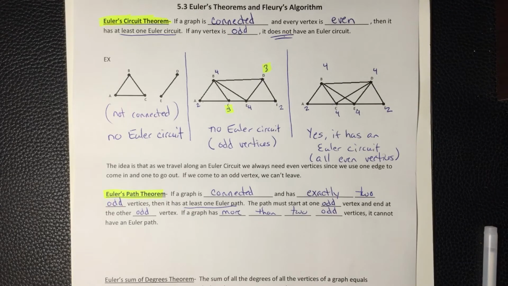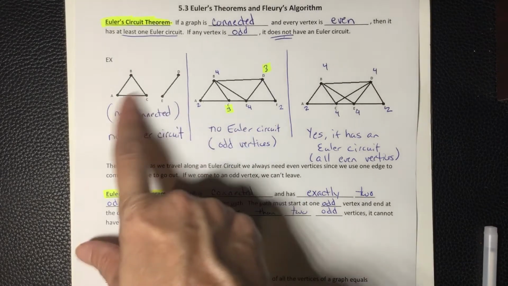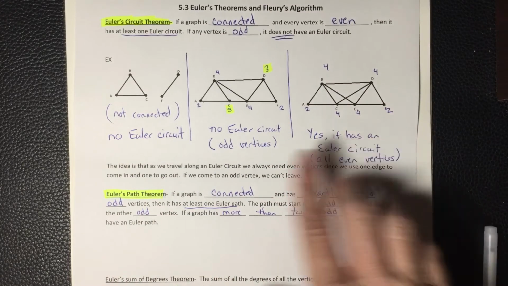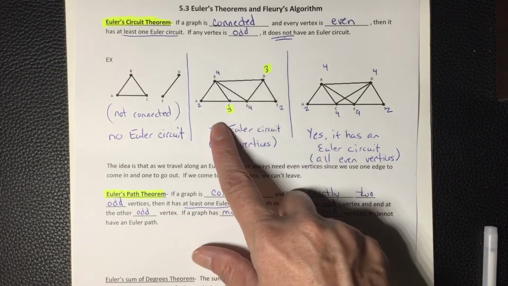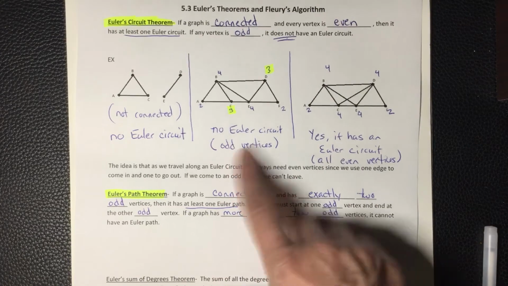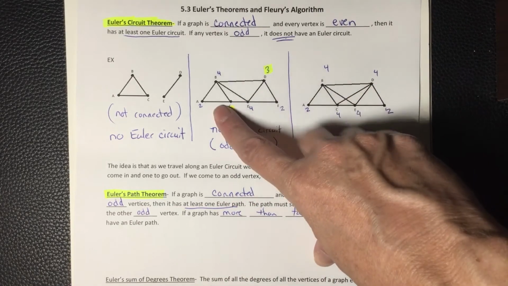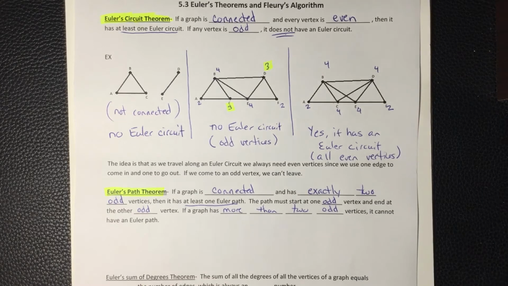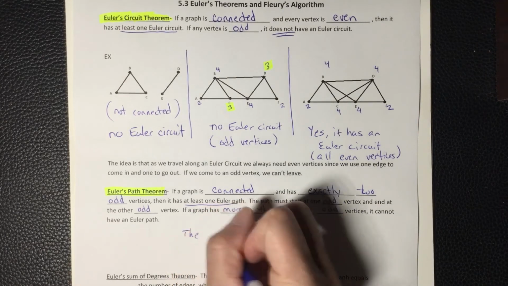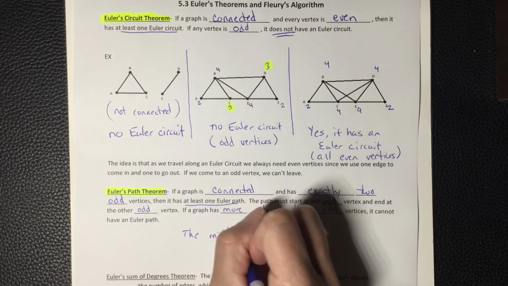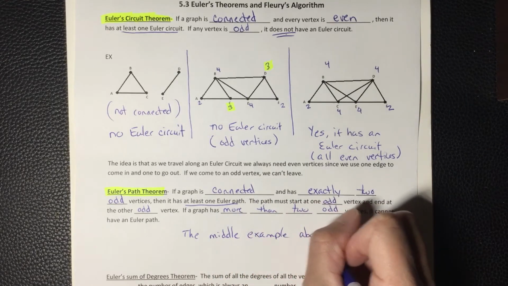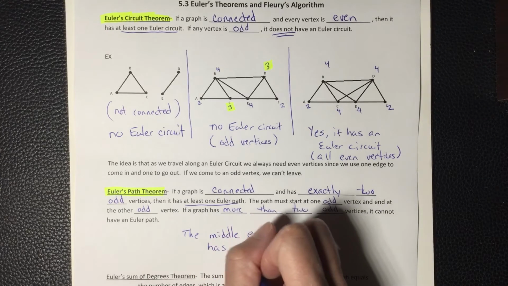Okay, so if we look at the examples above, this one's not connected, so it can't have a path. This one was all even, so it had a circuit. But notice this one, it had two odds. So we should be able to find an Euler path, meaning maybe we start at D and end at C or vice versa. We can find a path where we travel each edge once and only once. So we'll say the middle example above has an Euler path.